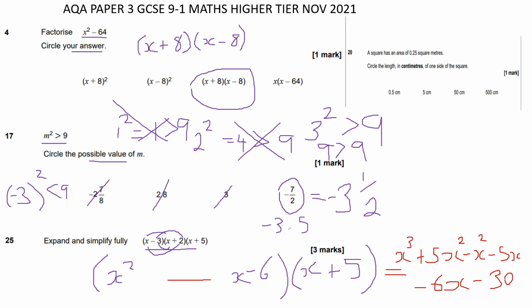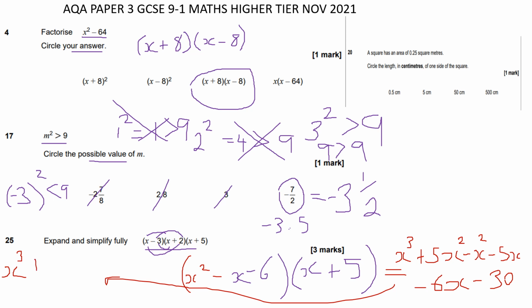Simplifying this by collecting your like terms. Let's just delete that. Now that I've got that bracket there, we'll make it a bit smaller. So you've got x squared minus 6x, minus that. Just put this to the side. So I'm going to have x cubed. Then I've got 5x squared, subtract x squared here, so I'm going to have plus 4x squared. Then I've got minus 5x minus 6x, that goes to minus 11x. And I've got the minus 30. That's the answer for question number 25.